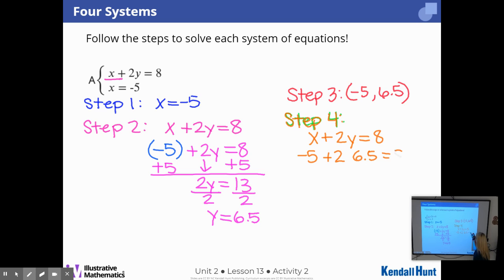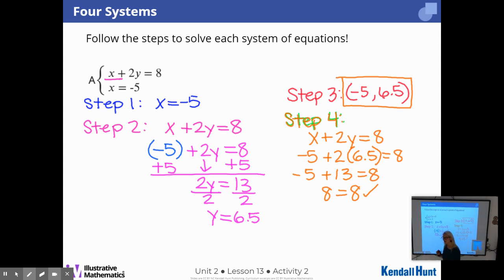So what does that look like without parentheses? It looks like I have 26.5, but that's not really what I mean. I have to multiply whatever y is by 2. So this is why it's important to replace a variable with parentheses and put the number in there so we know we're multiplying 2 times 6.5 and not having 26.5. Okay? And then just continue to use your order of operations to see if it's true. So -5 and then 2 times 6.5 is 13. And -5 plus 13 is 8. So our solution, -5 and 6.5, is a true statement. So that is our solution.